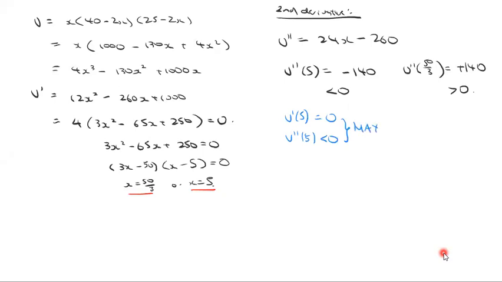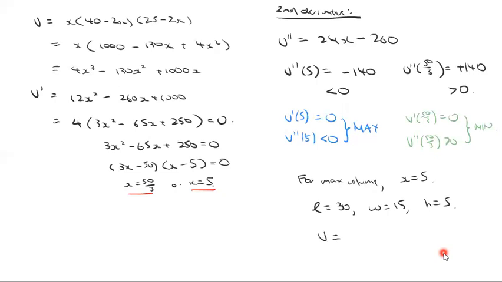On the other hand, this one on the right has the first derivative equal to 0 and the second derivative positive, which means it's a minimum. Which means for max volume, x must equal 5. Now, if x equals 5, the length would equal 30, the width would equal 15, and the height would equal 5. And the volume, if they asked for it, would be 30 times 15 times 5, which is 2250 cubic centimeters. Make sure you actually answer the question and put in units if appropriate.